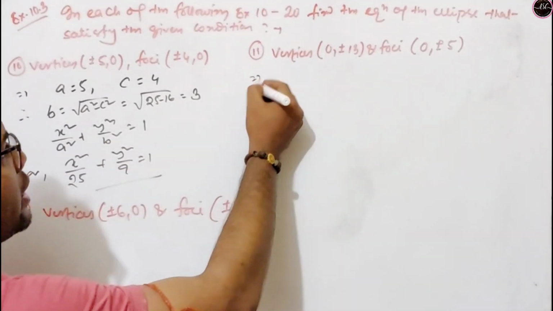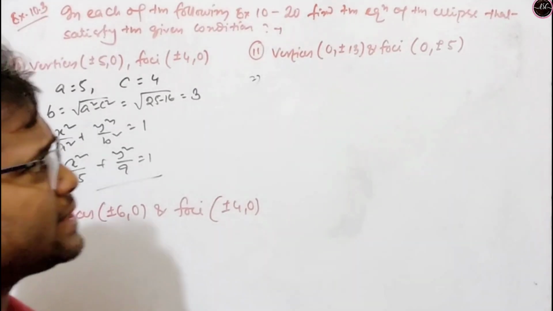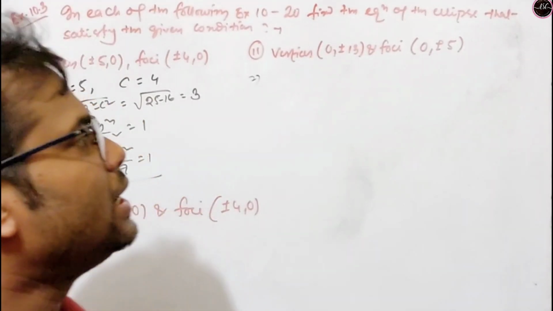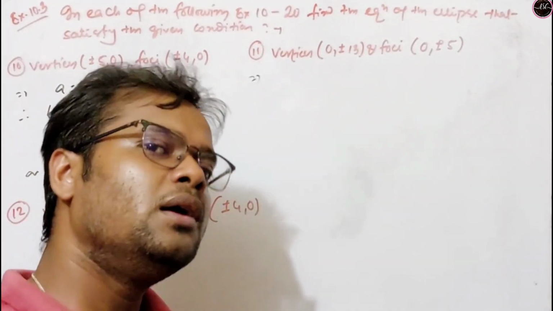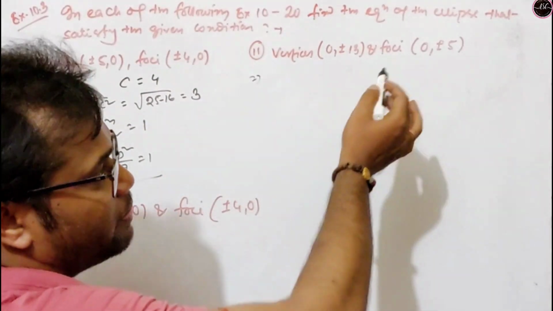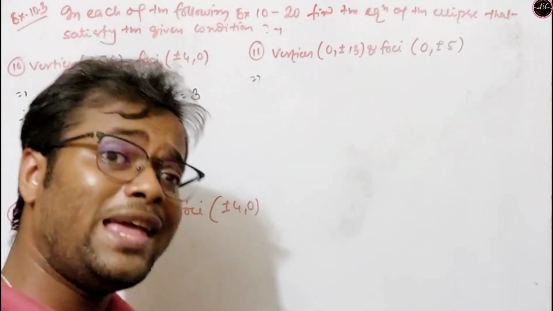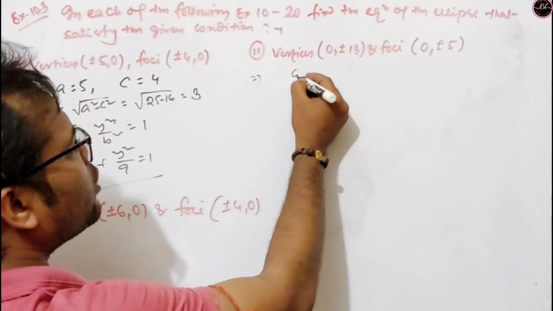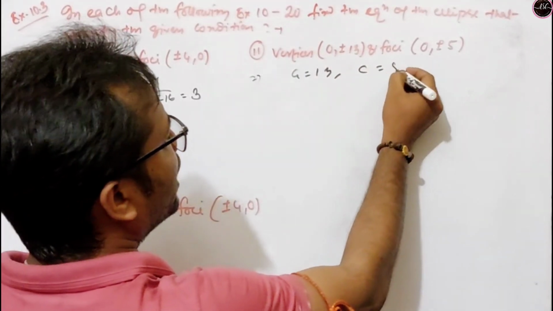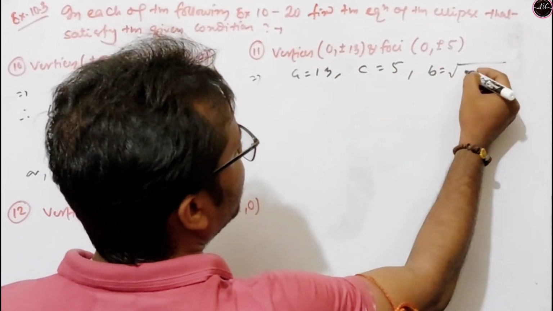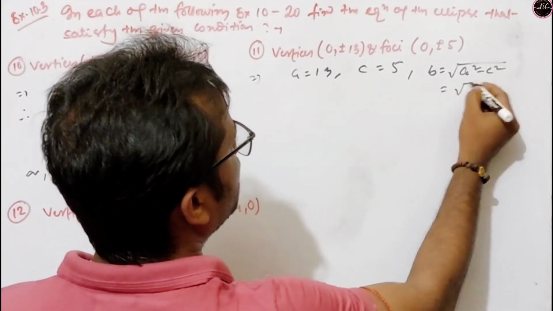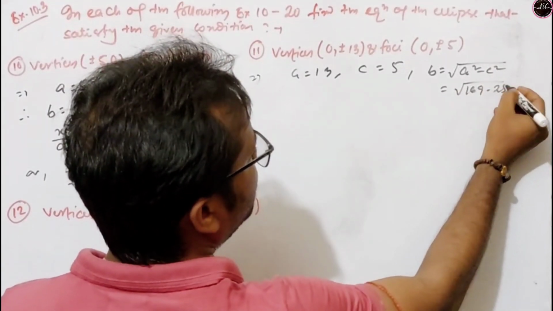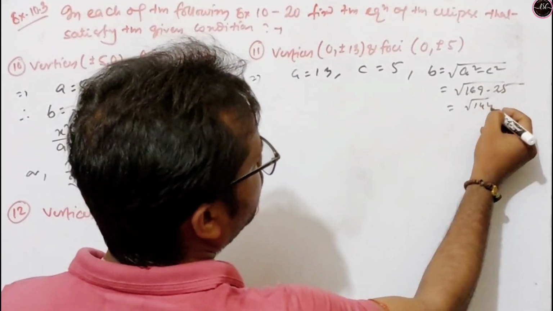Okay, and now look at this. Vertices are 0 comma plus minus 13 and the foci 0 comma plus minus 5. So these vertices and the foci are on the y axis, that means the major axis is the y axis. So we can write a equal to 13 and c equal to 5, therefore b equal to root over a square minus c square. Okay, so we have 169 minus 25. Okay, that means root 144, that means 12.